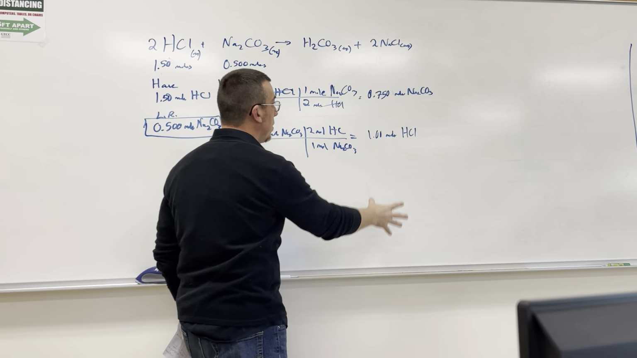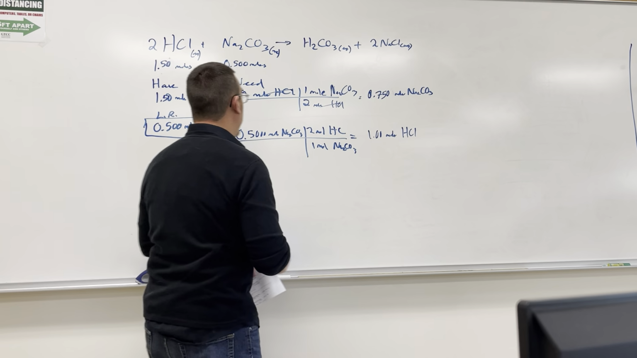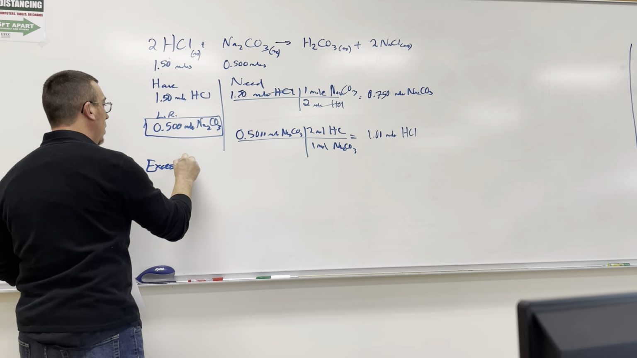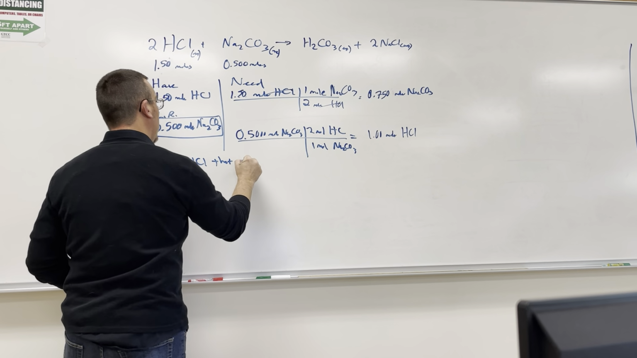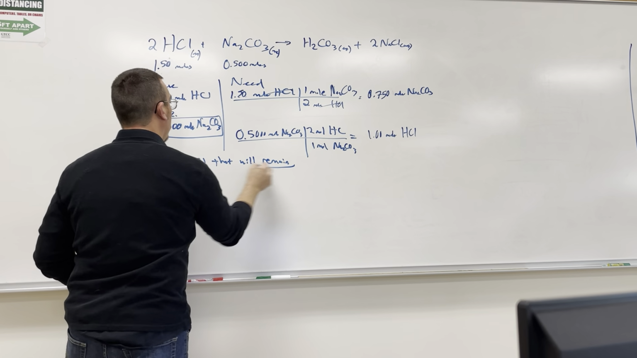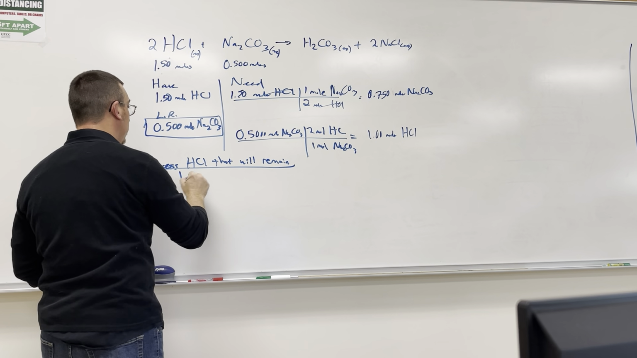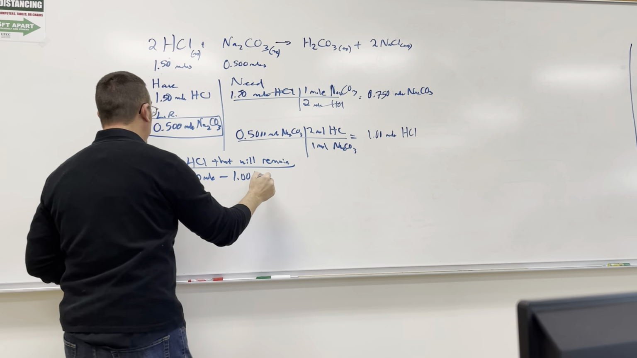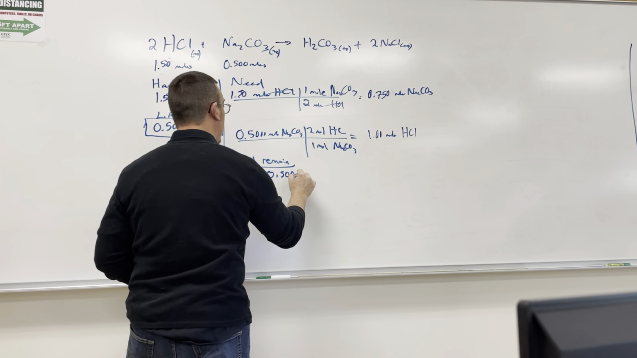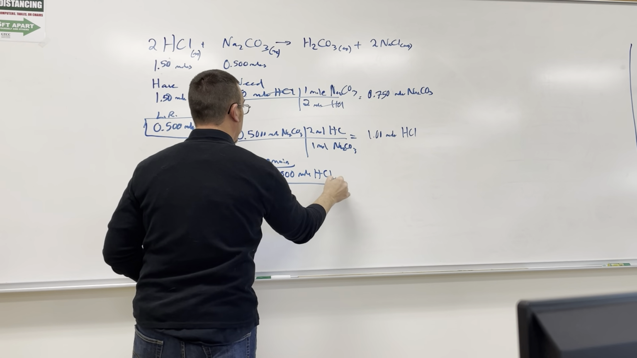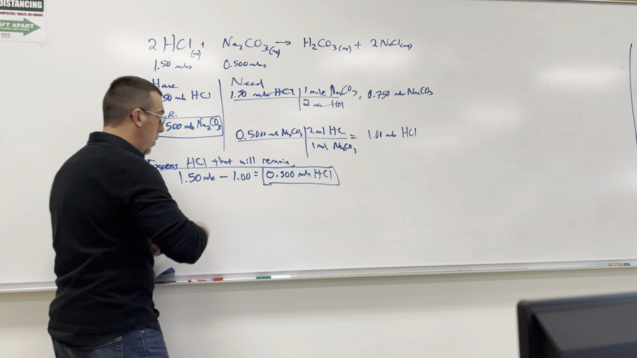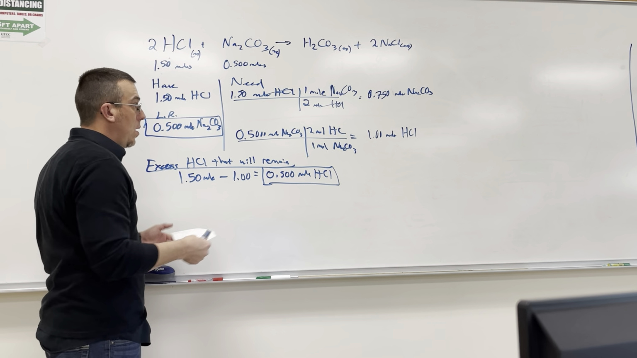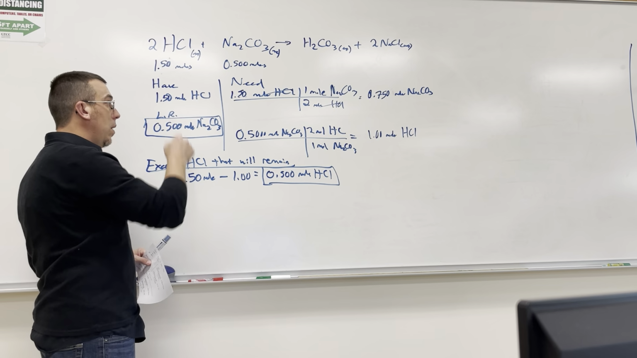Now, based off this reaction, we only need 1 mole of HCl. We have 1.5 moles, so the excess HCl that will remain will be based off of the fact that we take the 1.50 moles that you have and subtract from it what we need, which is 1, and that leaves you with 0.500 moles of HCl. And so this amount of HCl will be in excess. That's how much will be left over from the reaction, because it does not go to completion due to the fact that we have a limiting reactant.